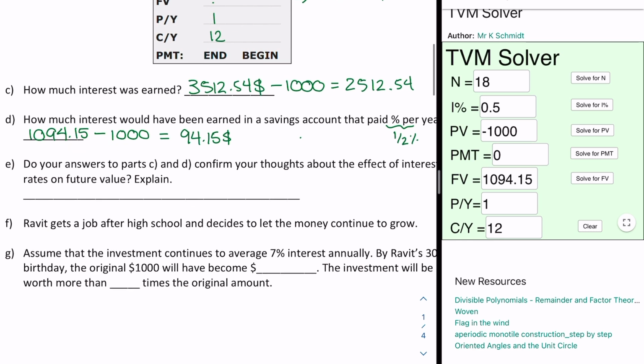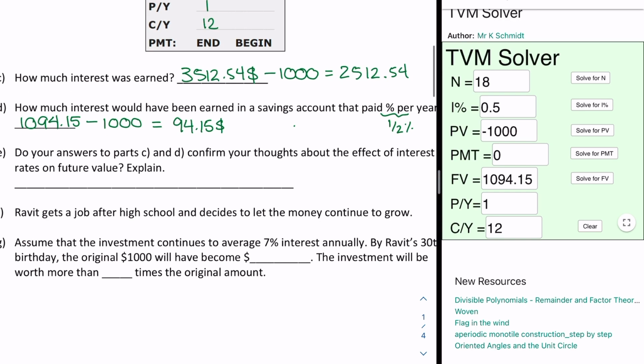Now this one you can explain yourself. Do your answers to parts C and D confirm your thoughts about the effect on interest rates?